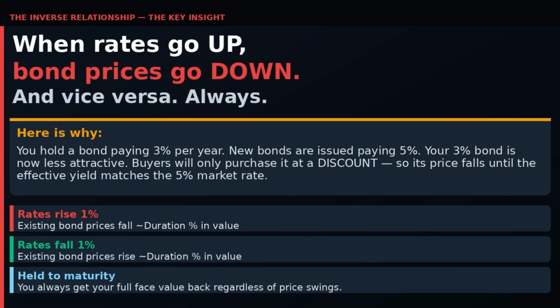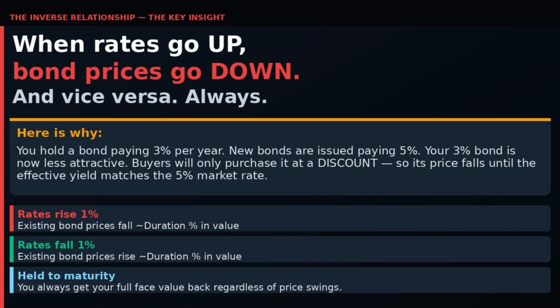Here is the most important concept in bond investing, and the one that confuses the most people. When interest rates go up, bond prices go down. When interest rates go down, bond prices go up. Always. Here is why. You hold a bond that pays 3% per year. The Federal Reserve raises rates. New bonds are now being issued at 5%. Your 3% bond is now less attractive than the new 5% bonds.